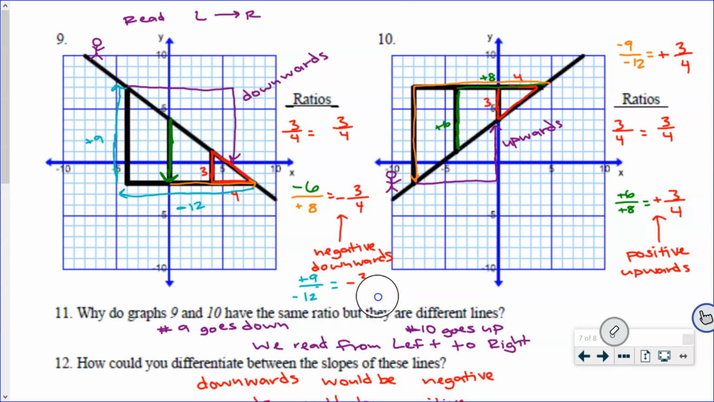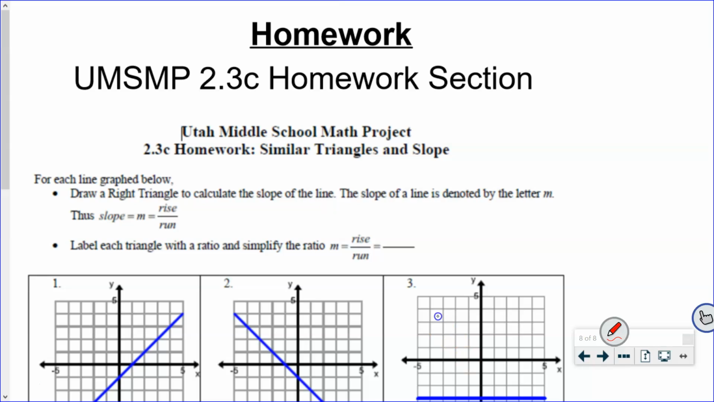All right, there is one last question, but we are going to skip it for now just for the sake of time. You know exactly what you need to do for your homework because it is very similar to what we just did in class. So the 2.3C homework section, make sure you complete that and get that submitted. Thanks for watching. We will see you next time.